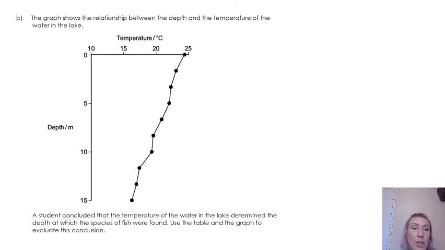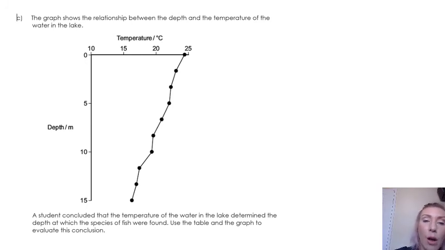So, having a look at this question, the graph shows the relationship between the depth and the temperature of the water. The student concluded that the temperature of the water in the lake determined the depth at which the species of fish were found. Use the table and the graph to evaluate this conclusion. Okay, so the thing is, in this case, like quite often on our new specification, you've got 2 data sets to consider. So you have to think about your table at the same time.